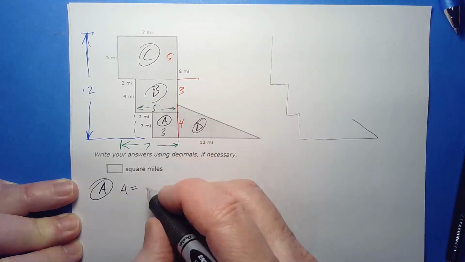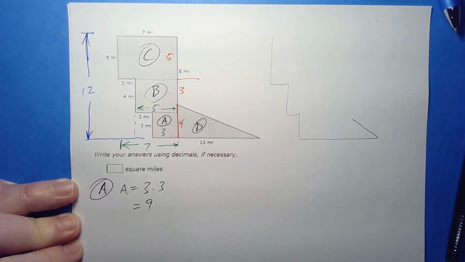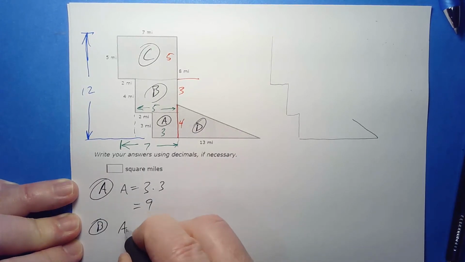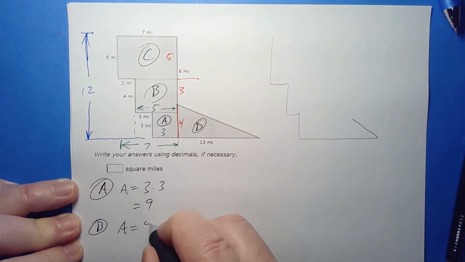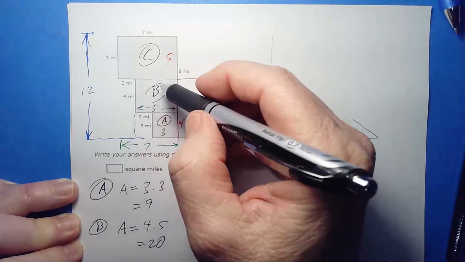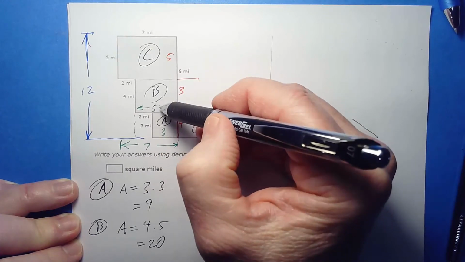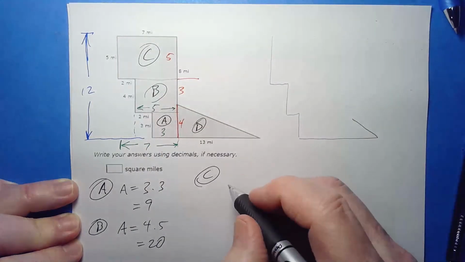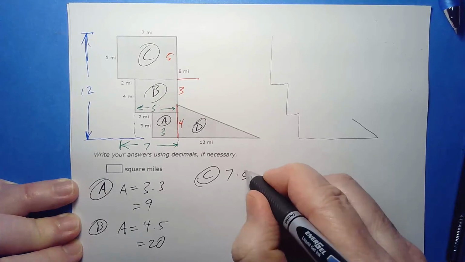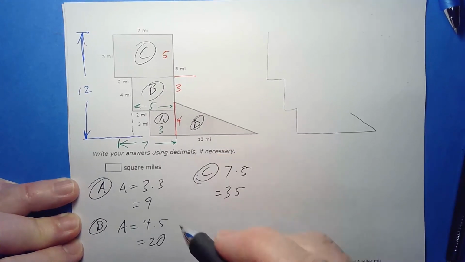For A, I've got 3 times 3, so the area of A is just 9. The area of B is 4 times 5, which equals 20. Let's look at the area of C. Again, a rectangle, pretty easy. It's not 2, it's not 5, it's 7 times 5. So this one's 35.